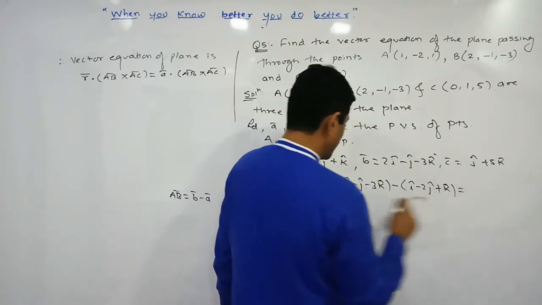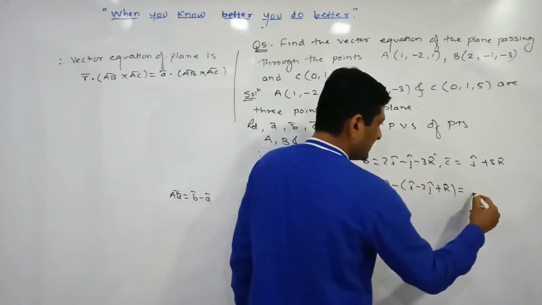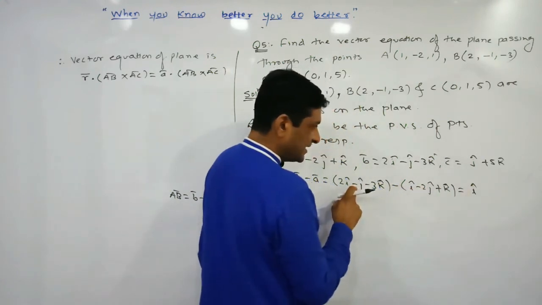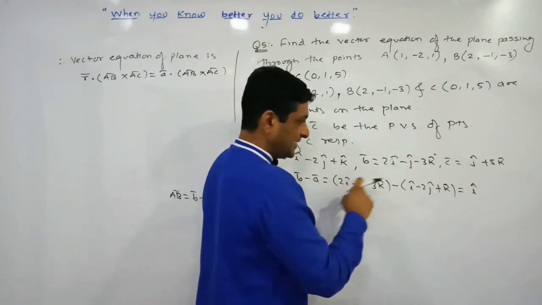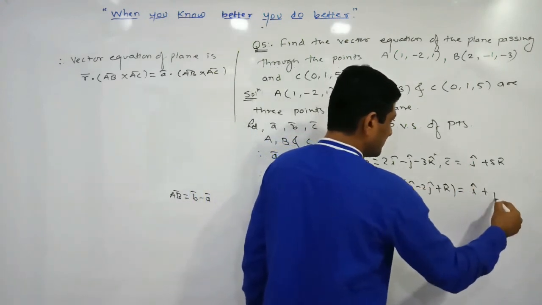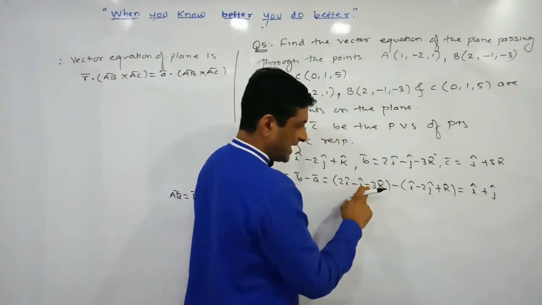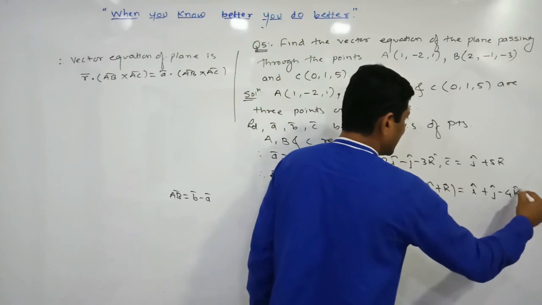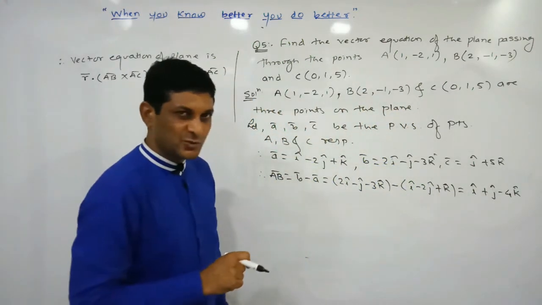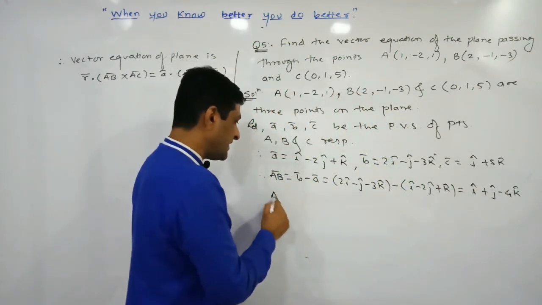Now take the difference. 2i minus i will be equal to i cap. Minus j, and minus minus means plus 2j. Plus 2j minus j plus 2j will be equal to j cap. And lastly minus 3 and minus 1, k cap, will be equal to minus 4k cap. The value of AB bar is known to us. Then find out the value of AC bar.